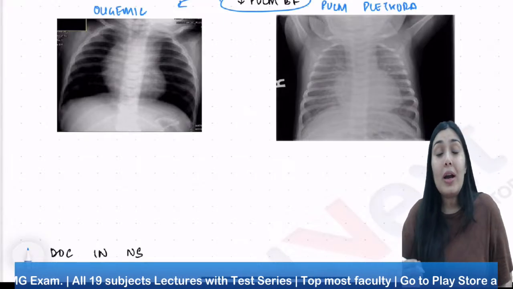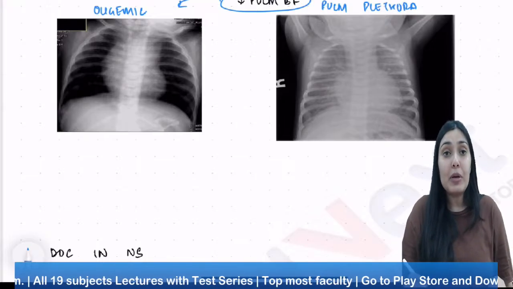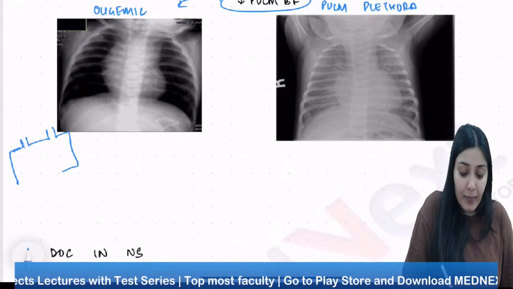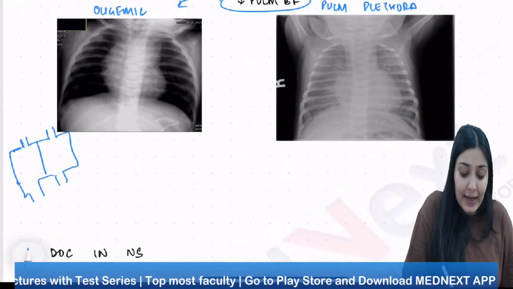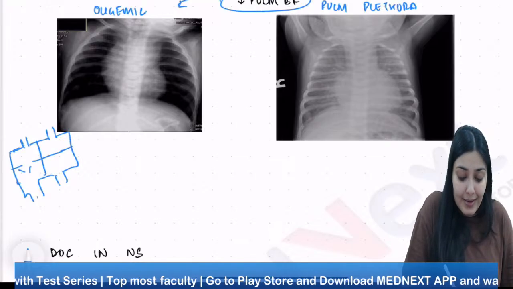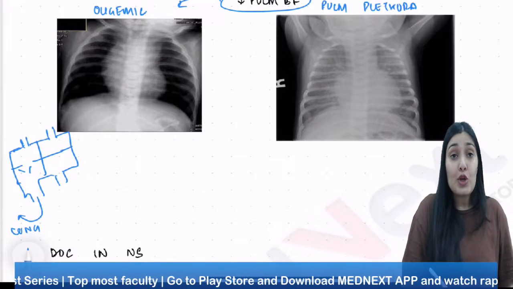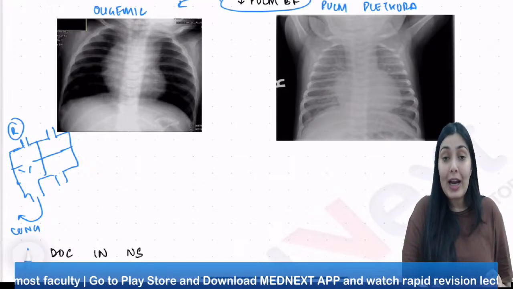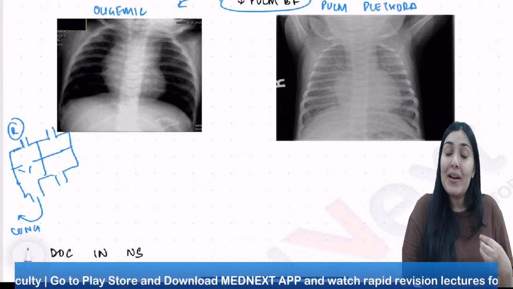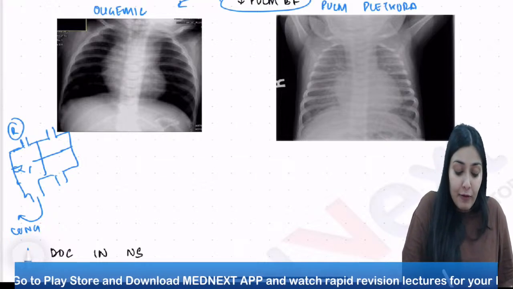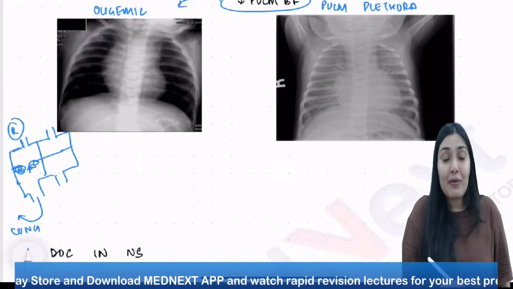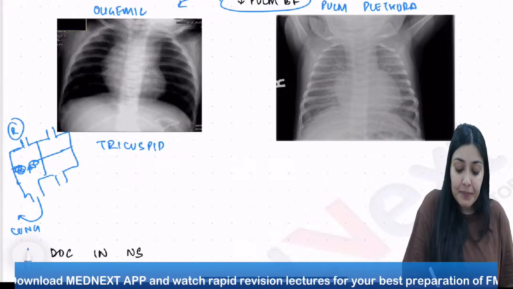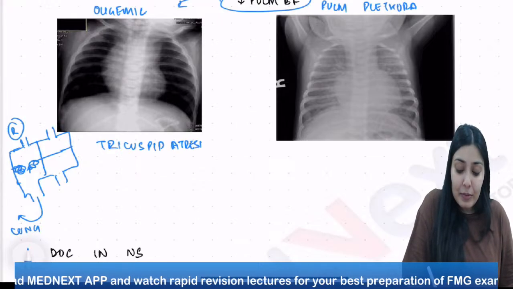So in which all conditions you will see decreased pulmonary blood flow? If you know, this is my heart. Right side of my heart will give blood to the lungs, right? So any problem at the right side of the heart, any restriction at the right side of the heart would lead to decreased pulmonary blood flow. So if this valve, tricuspid valve, becomes atretic, tricuspid atresia, there will be decreased pulmonary blood flow.